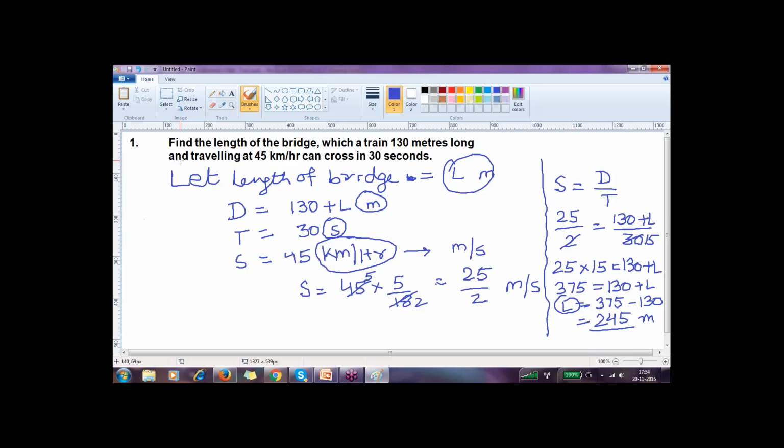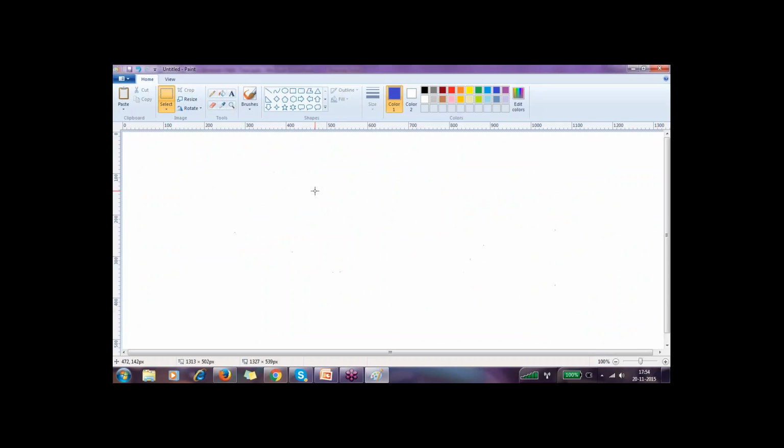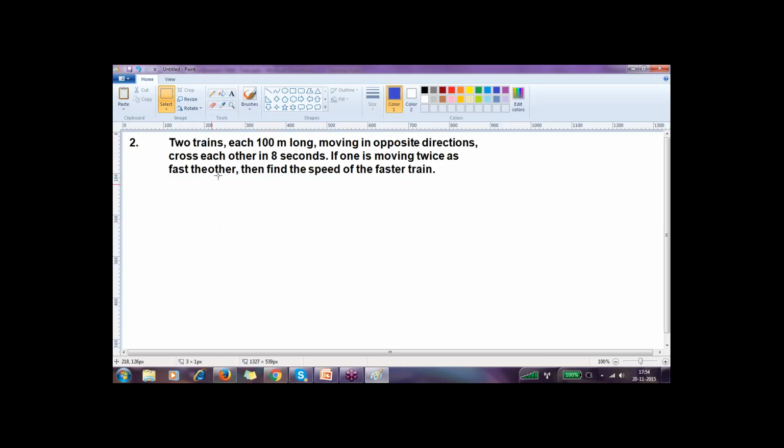Let me clear this. Board should be clear. All right. So now you have a plane. This is what the problem is. Two trains, each 100 meters long, moving in opposite directions. Now, both the trains are moving in opposite directions. We have to see that situation. Cross each other in 8 seconds. If one is moving twice as fast as the other, then find the speed of the faster train.